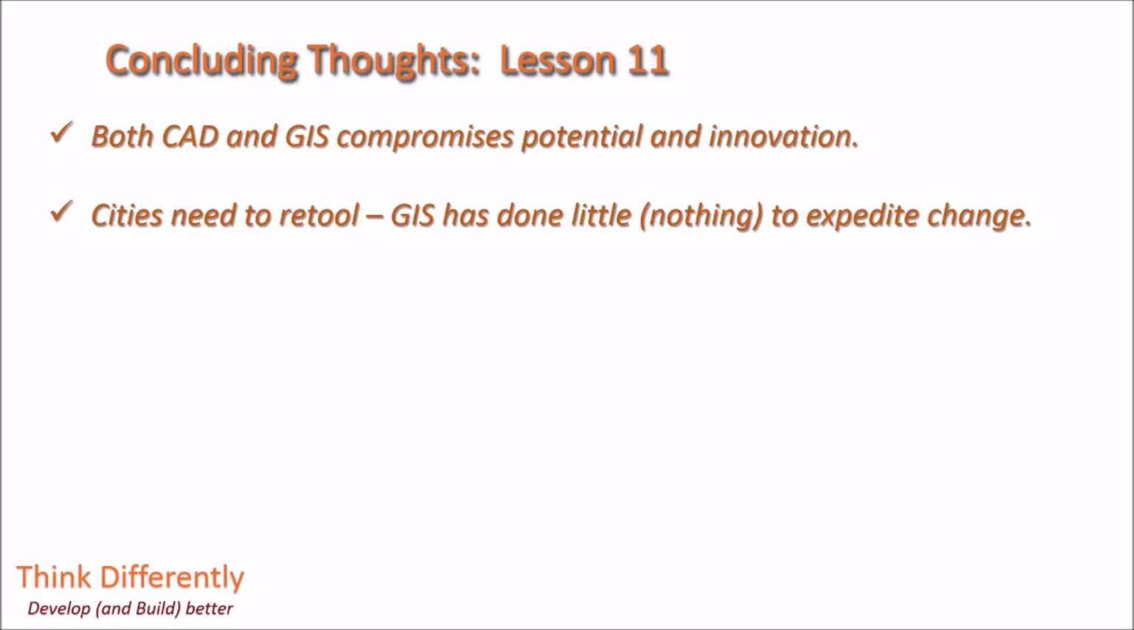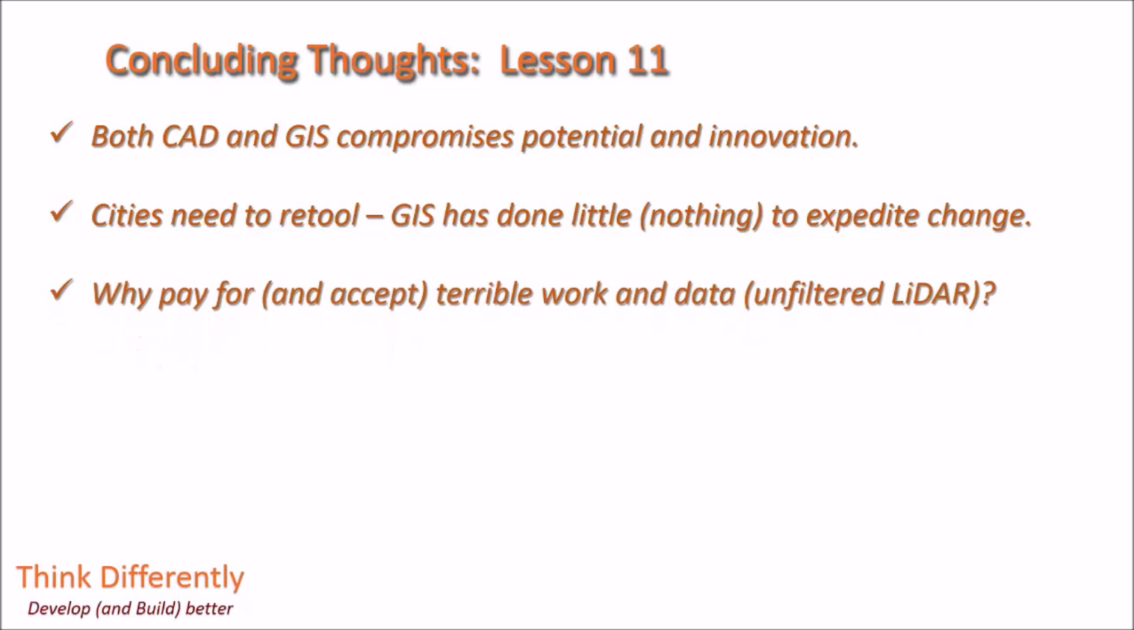Cities need to retool. GIS has done nothing to expedite change. Just think of it. You could use Google Earth maps and you could go back in time. Some cities you can go back into the 1960s. Take a look at the pattern in the 1960s and then take a look at the pattern today, and see if there's any change. And if there's change, it's probably changed for the worse, not for the better. And GIS has done nothing to expedite change.